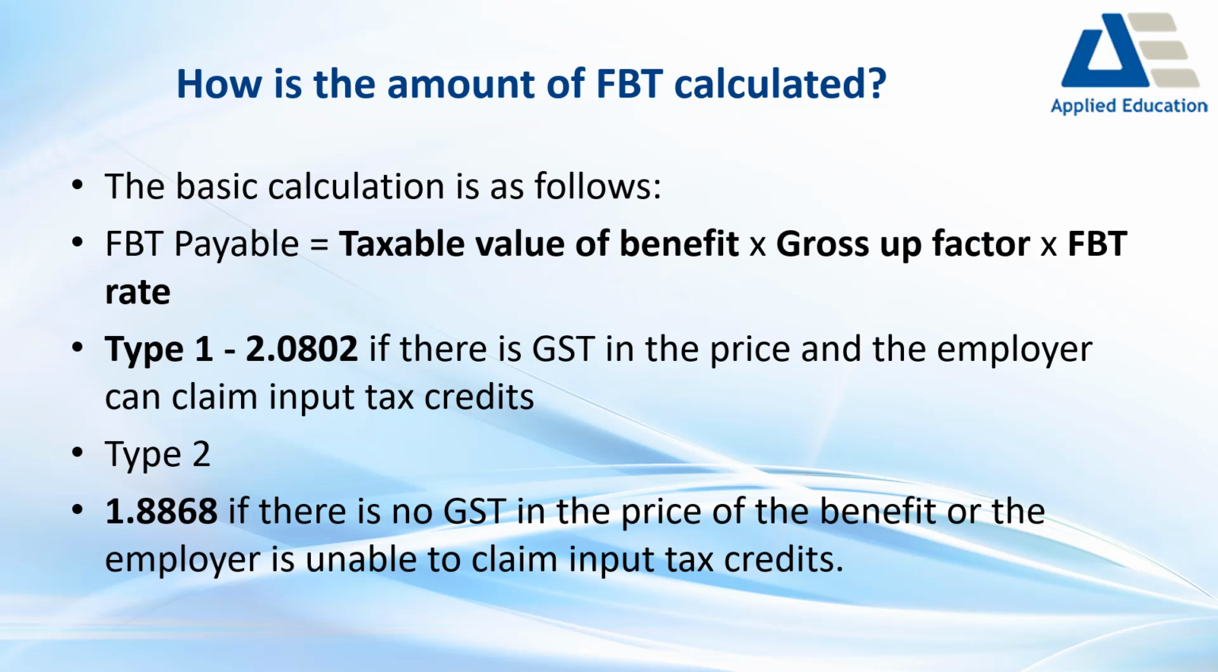So there's two types of FBT. Type 1 gross up factor is 2.0802 if there's GST in the price. Type 2 is if it's a GST-free item. Let's say residential rent is an example, or private health cover is GST-free, so the Type 2 would be 1.8868. So we need this gross up factor in our calculation.